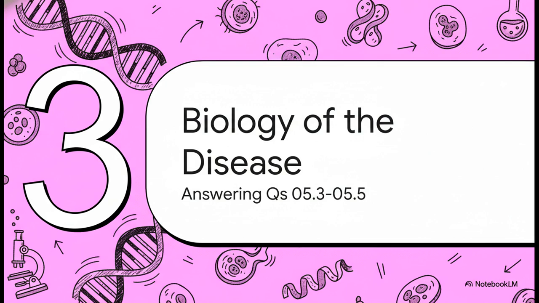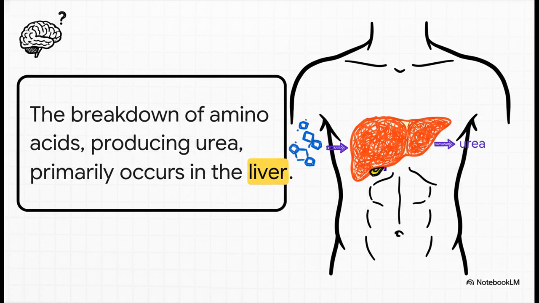We're shifting away from how the disease is inherited and focusing on the biology of what's actually going wrong inside the body. Question 5.3 is a nice, quick win. It's a straightforward knowledge recall question. Where in the body do these amino acid reactions happen? The answer is the liver. 1 word, 1 mark. Done.